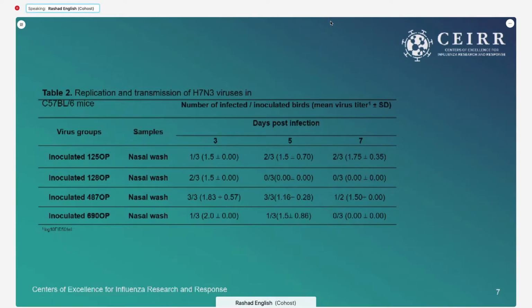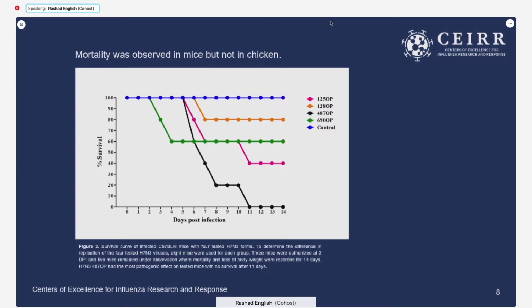What was interesting is that in the chickens, we didn't see any real signs and symptoms of disease, and we didn't see any mortality. But in the mice, it was a different story. These viruses appear to be pathogenic in mammalian species. In mice, we saw a lot of signs and symptoms, and mortality was relatively high, especially for the virus that we are showing in black. So again, H7N3 viruses appear to be of concern, and I think we should start paying a little more attention to these viruses that are circulating in the wild birds.